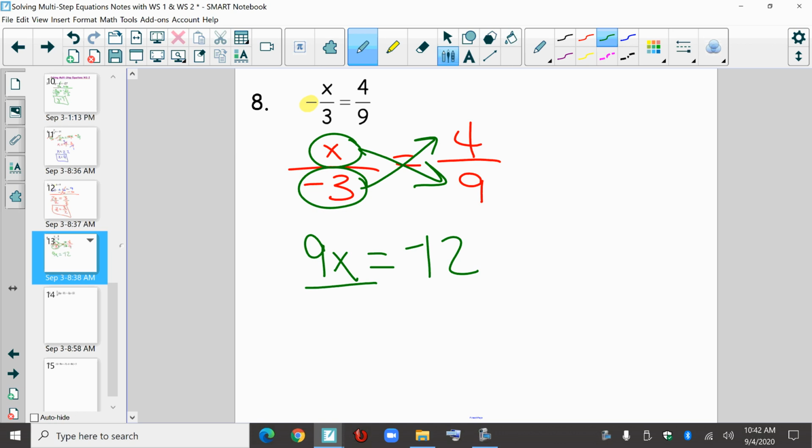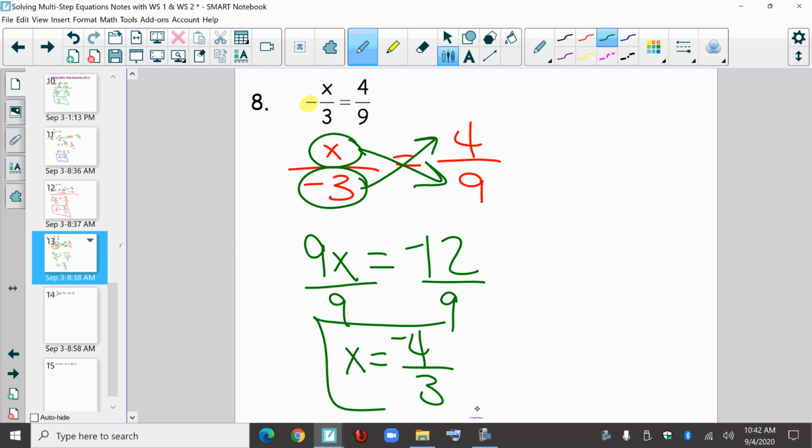You divide both sides by 9. And guess what? 12 and 9 are both divisible by 3, so negative 12 divided by 3 is going to be negative 4. 9 divided by 3 is going to be positive 3. Done.